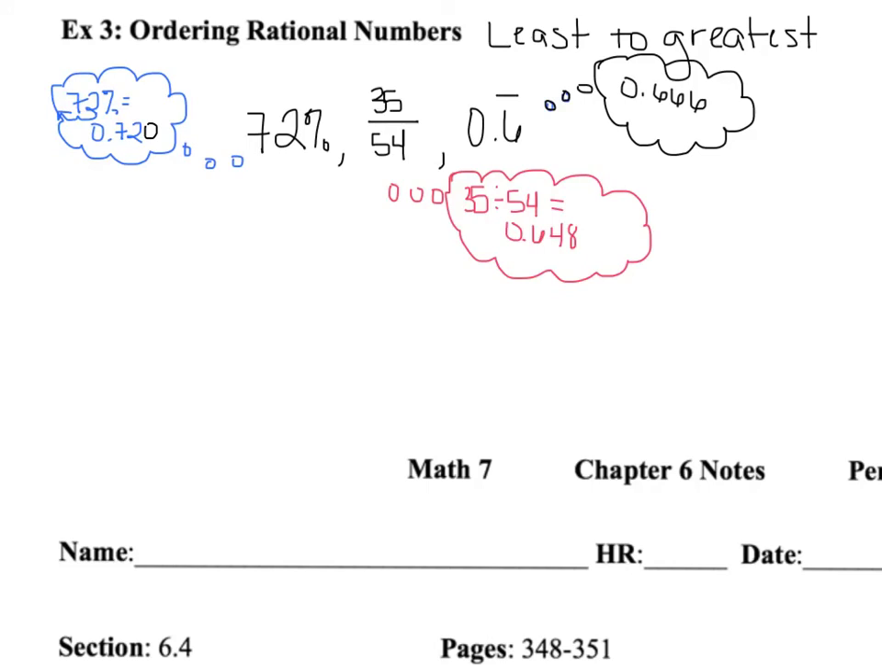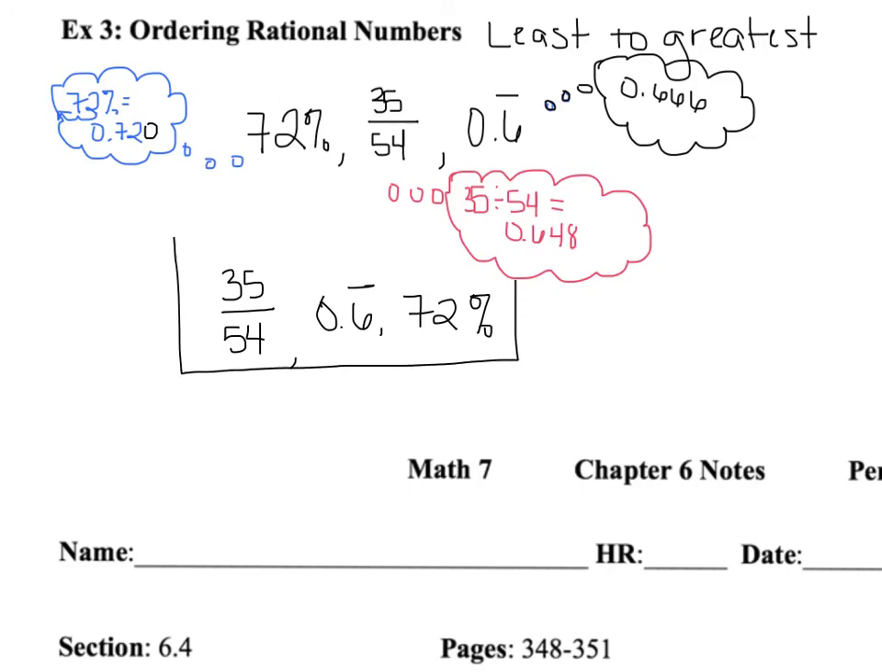So that means that 35/54ths is the least rational number out of all of those. I want to write it back in its original form. Second comes 6/10 repeating, and then finally 72%. So in order to order rational numbers, you need to make sure that they're all in the same form. Then you can compare them to see which one's larger and which one's smaller. Write them back in their original form, and then you've got your answer.